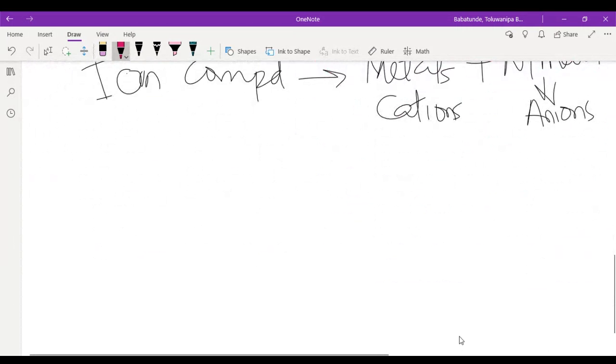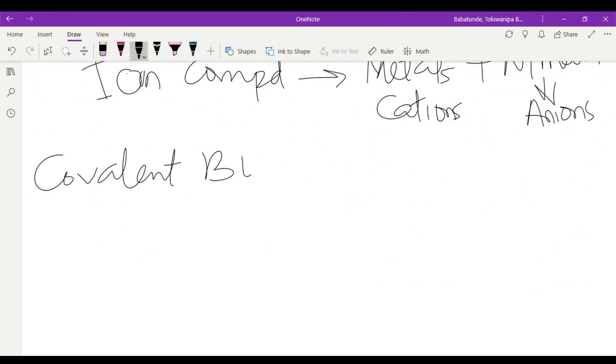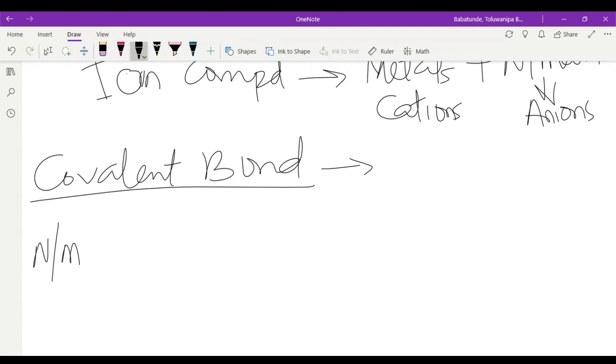The next thing we're going to look at is covalent bond. In covalent bond, we know that these are found in molecular compounds, and in molecular compounds we have two nonmetals, nonmetal plus nonmetal. They form this covalent compound. So covalent bonds are found in molecular compounds.